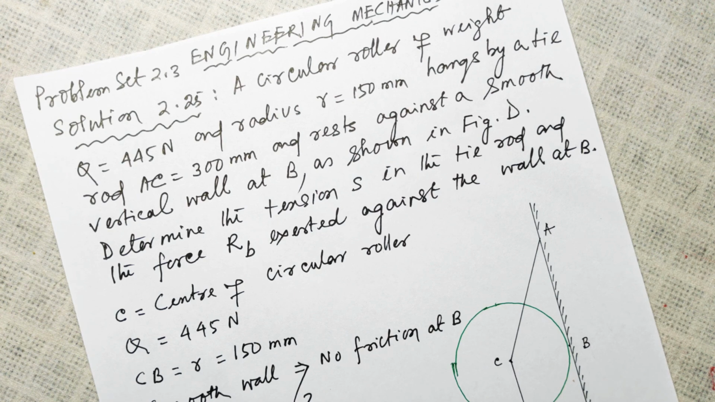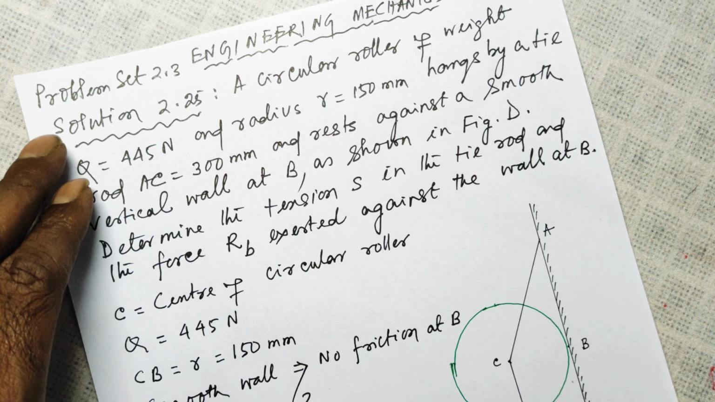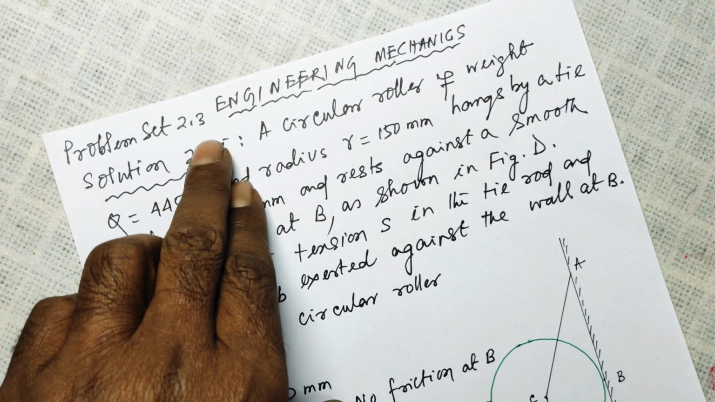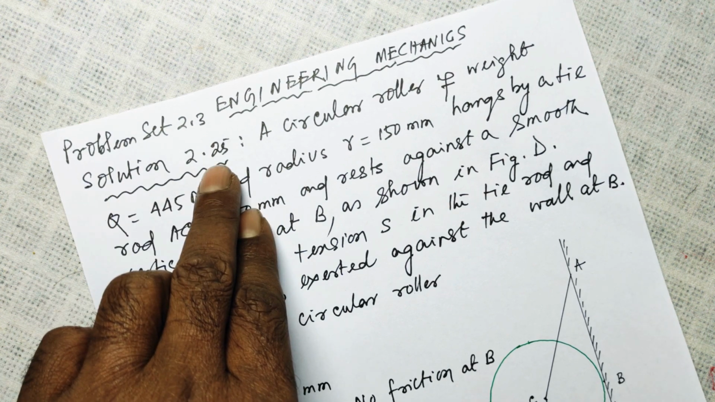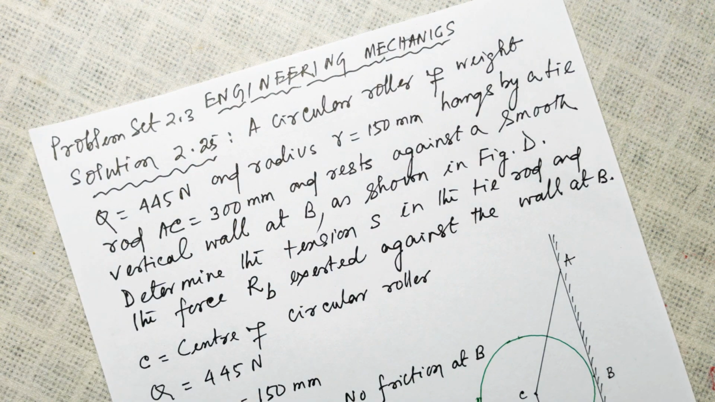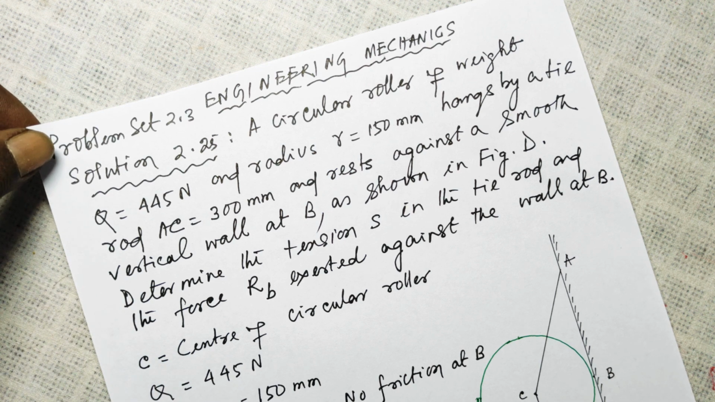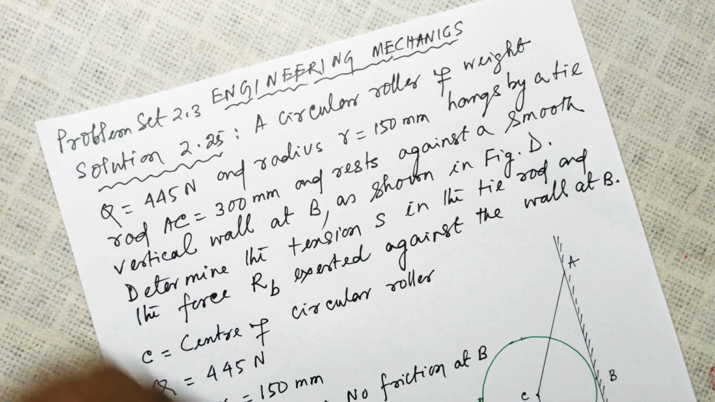Now, solution to Engineering Mechanics by Timoshenko, Young, Rao, Sukumar Pati, Tata McGraw-Hill, 5th edition. Problem set 2.3, solution to 2.25 is a simple one. You can get this type of problem in your JEE Main examination, not in GATE. You might get it. Now, what is it?